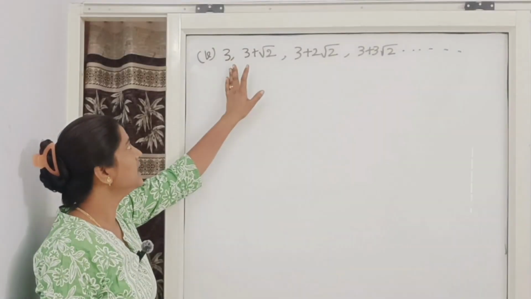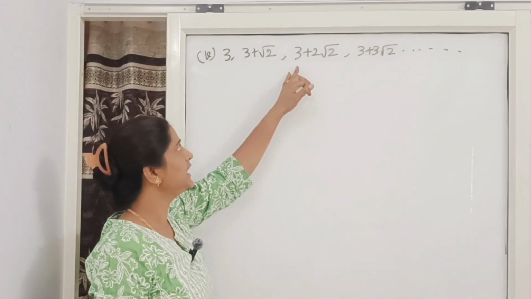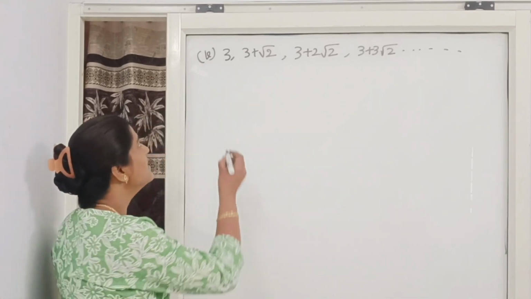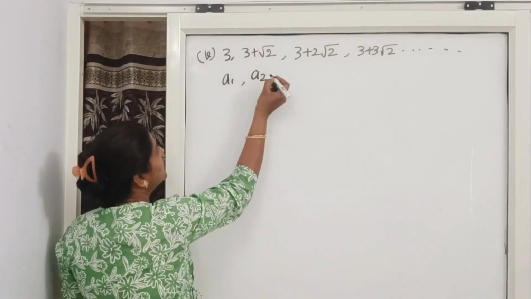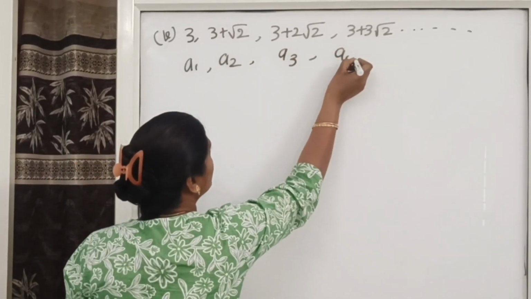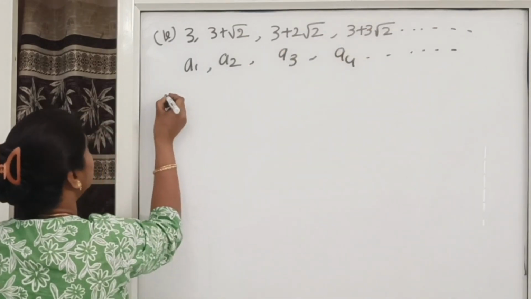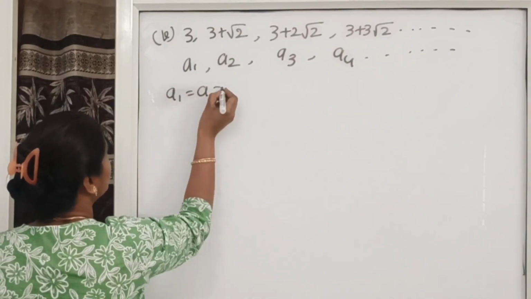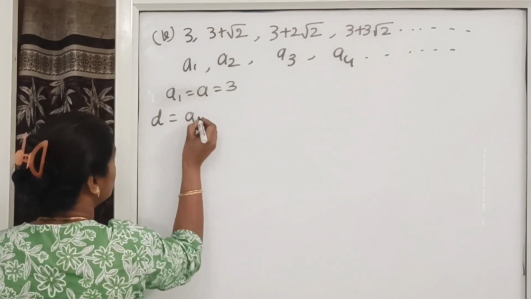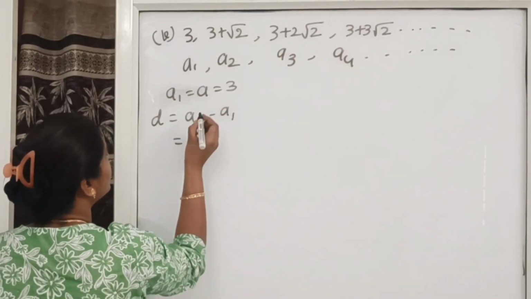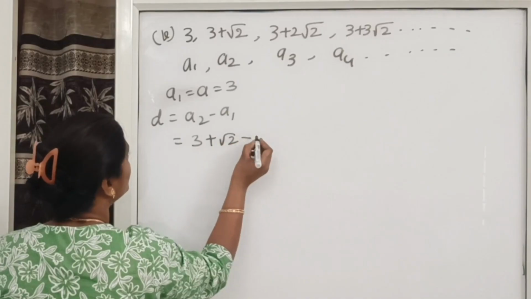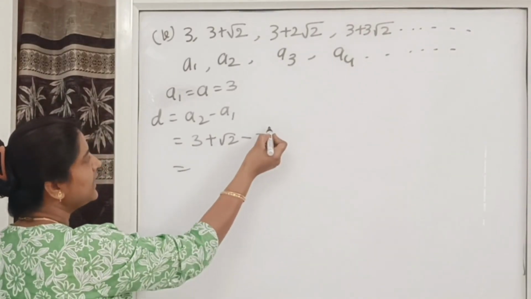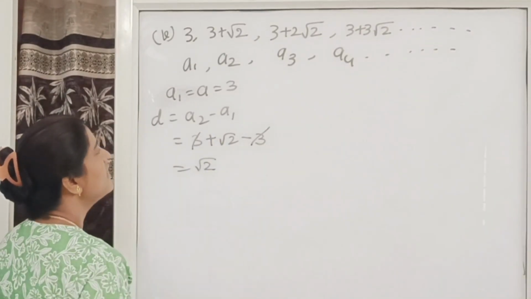And the fifth one is 3, 3 plus square root of 2, 3 plus 2 square root of 2, 3 plus 3 square root of 2 and so on, isn't it? So the first term, second term, third term, fourth term. Let us find D. So what is A? Firstly A. A1 is nothing but A, that is 3, and D is the successive term difference. A2 is 3 plus square root of 2 minus, see positive means you can take directly. Look at here, positive 3, negative 3 getting cancelled. The left out is square root of 2.